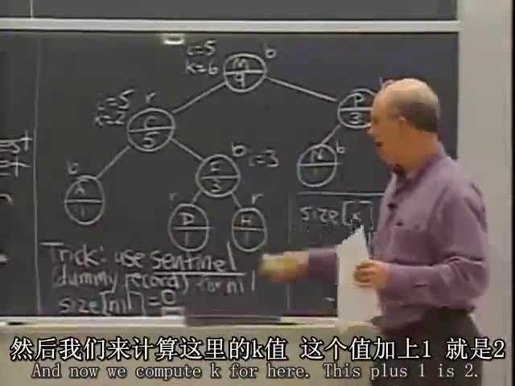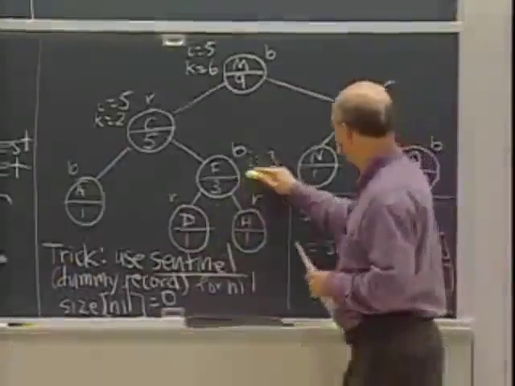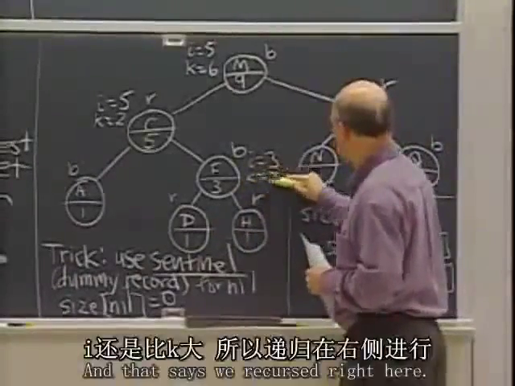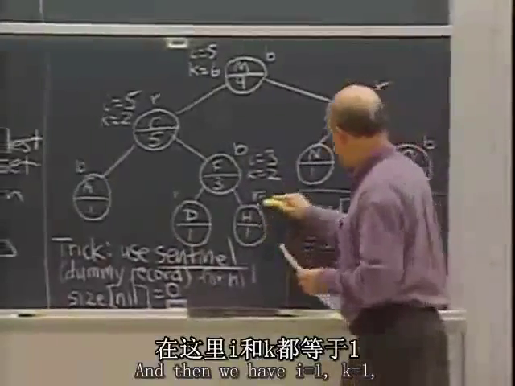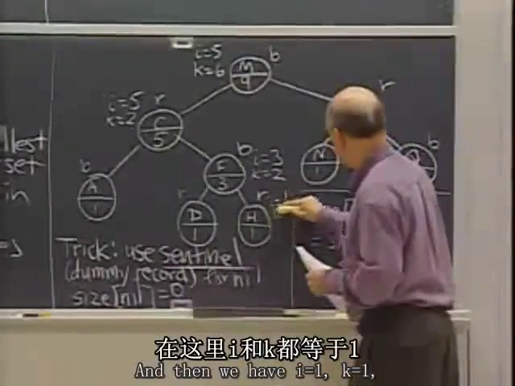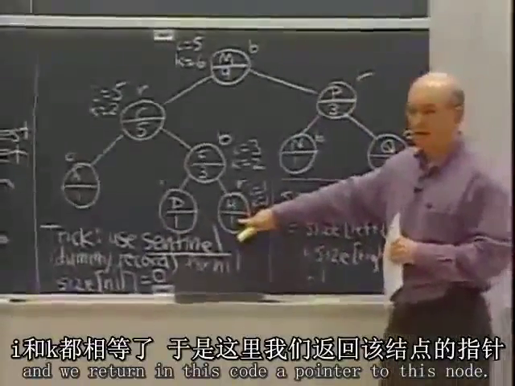Okay? And now we compute k for here. So this plus 1 is 2. And that says we recurse right here. And then we have i equals 1, k equals 1. And we return, in this code, a pointer to this node.